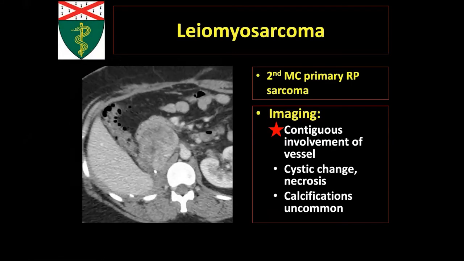Leiomyosarcoma, as you recall, is the second most common primary retroperitoneal sarcoma. And what you're going to look for in leiomyosarcomas is contiguous involvement of vessels. So you can see this lesion over here, heterogeneous mass that's inseparable and expanding the inferior vena cava. You've got to think, could this be a leiomyosarcoma? Cystic changes and internal necrosis have been described within these lesions, but calcifications are quite uncommon. So if you see involvement of a vessel with areas of necrosis in the mass, think of a leiomyosarcoma.